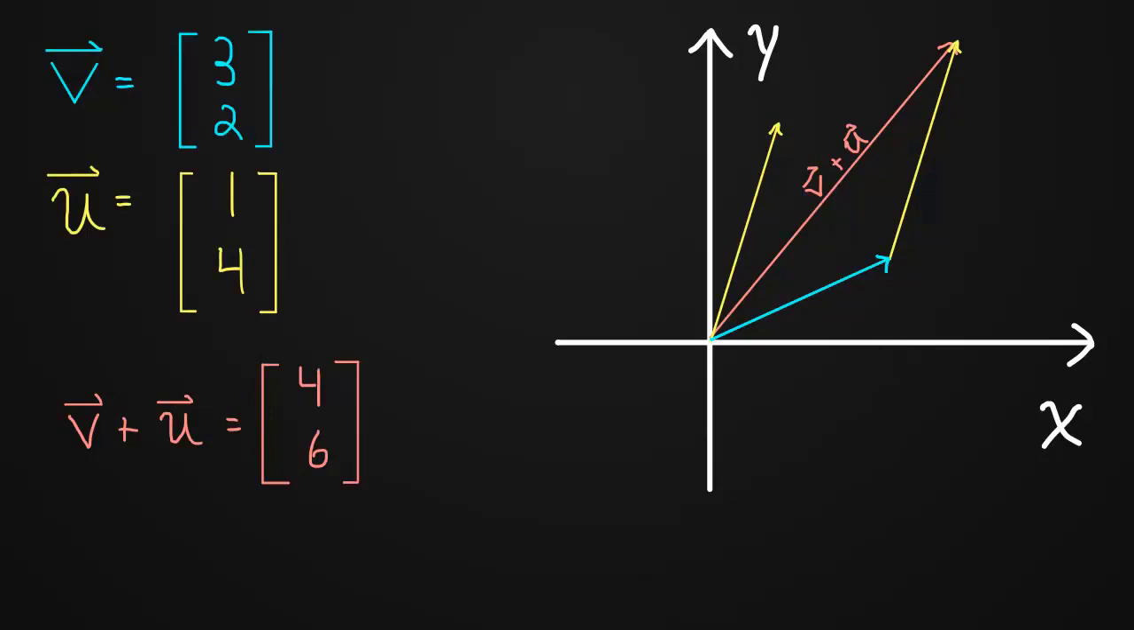Which makes sense if we think about it. v took us over 3 in the x direction, and u took us over 1 more, so that would be 4. So the new vector v plus u went over 4 in x, and we could do a similar thing to show that it went up 6 in y.